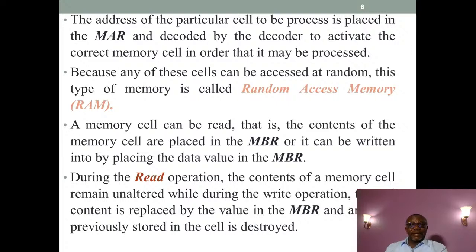But a memory cell can be read. That is, the contents of the memory cell are placed in the memory buffer register, or it can be written into by placing the data value in the memory buffer register. During the read operation, the contents of a memory cell remain unaltered, while during the write operation, the cell content is replaced by the value in the MBR, and any data previously stored in the cell is destroyed.